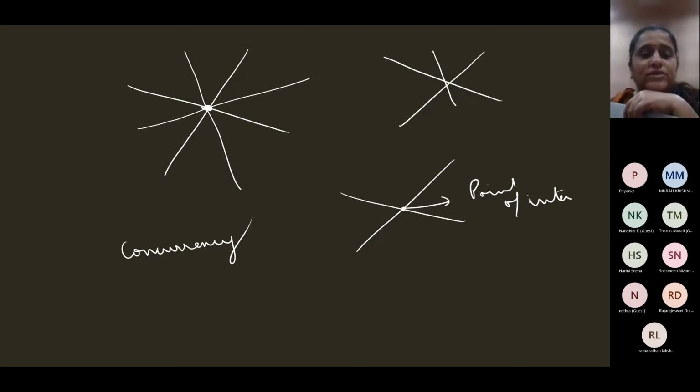So we don't call this the point of intersection. Intersection is only when two lines meet. The lines are called intersecting lines, and the point where they meet is called the point of intersection. When three lines or more than three lines pass through the same point, the lines are called concurrent lines, and the point where they meet is called the point of concurrency.